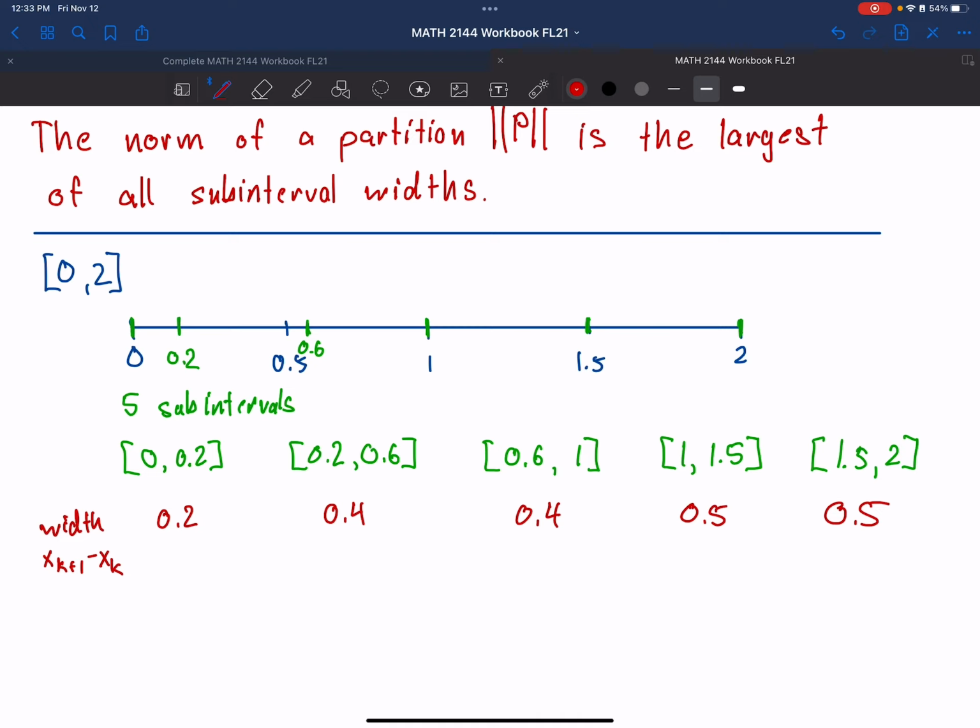The norm of the partition, denoted as bar P bar. Wow, try and say that 5 times fast. Bar P bar, the norm of P, is the largest of those subinterval widths, which is what in this case? Anyone? 0.5. So the norm of that partition is 0.5.